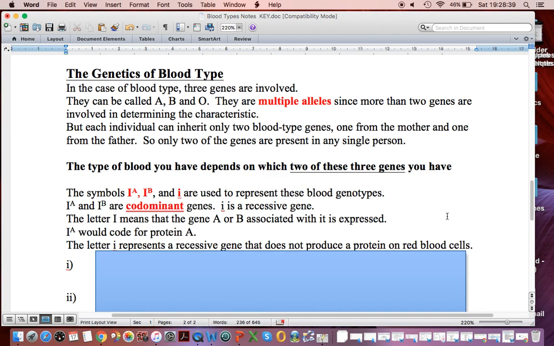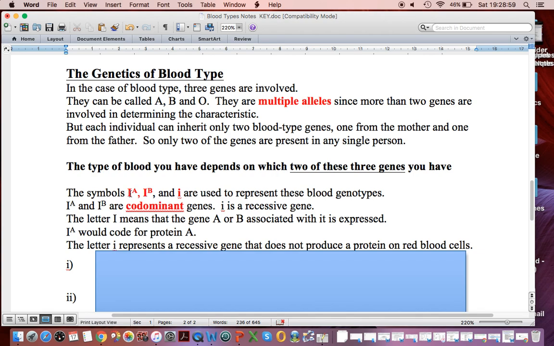We are looking at genetics of blood type. And so that means the blood types A, B, AB, and O. And this is a case of what's called multiple alleles. Instead of just two genes, a dominant and recessive gene, we have more than two genes. And they are shown here.